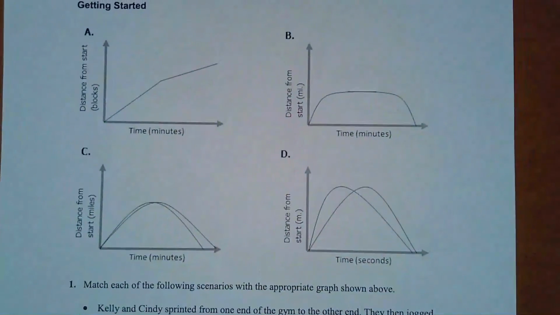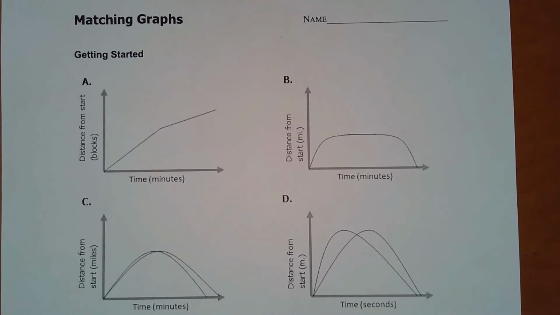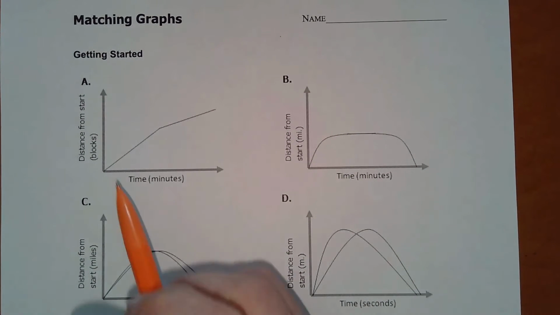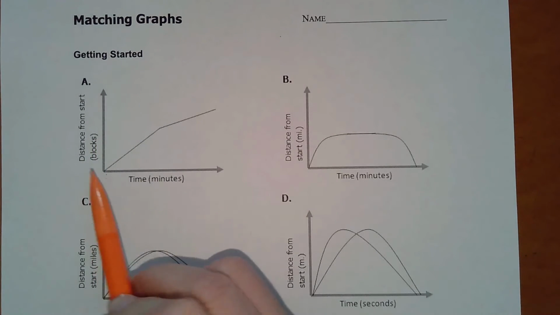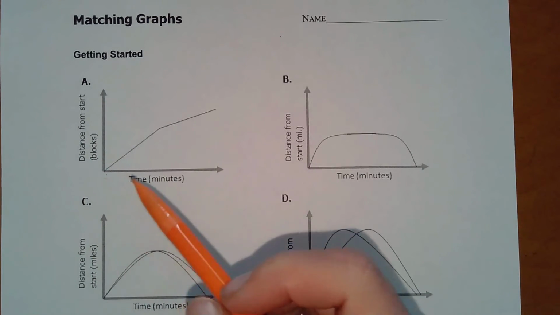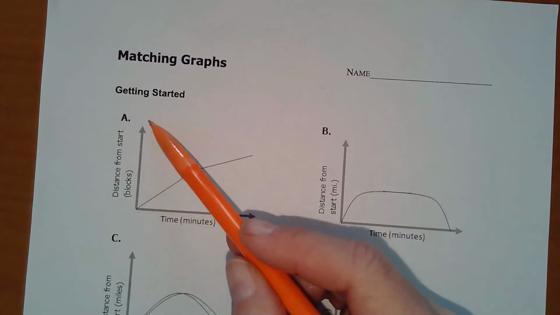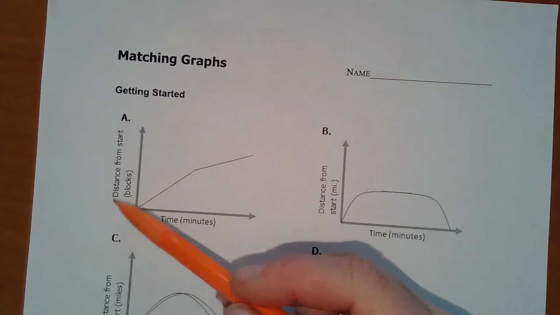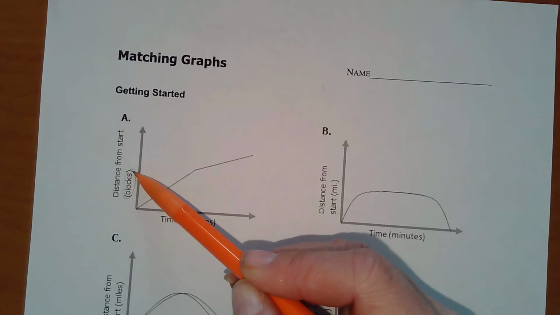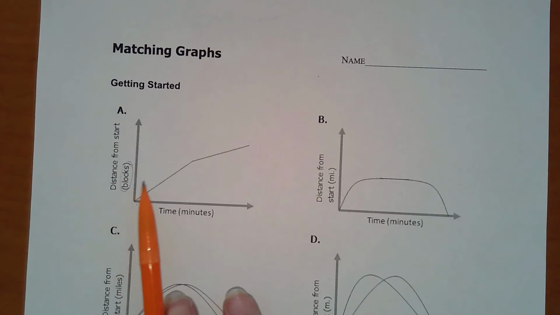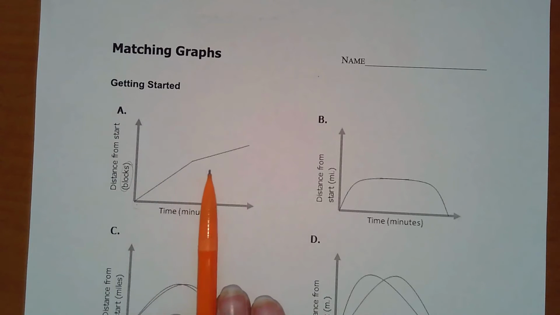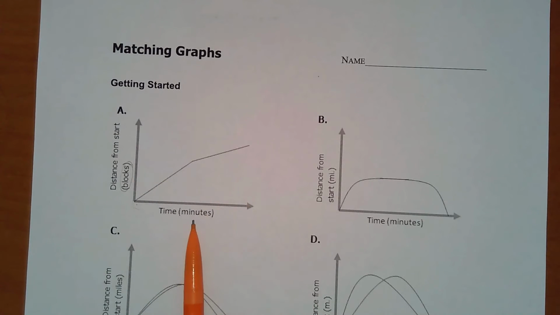Having that set and thought through, you now need to look at this one. And this is where there's some matching involved. It's a good idea to look at what the X and Y axis tell you first. So as the line travels here, it's going to go the distance from the start, and it's measured in blocks. Going this way, you get more and more and more time measured in minutes.